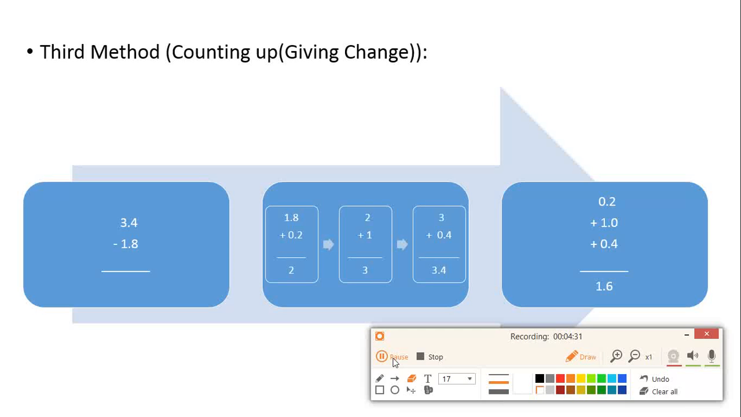And then we add 1 to 2, and that gives us 3. And we add 0.4 to 3 to get us to 3.4. So now we take all the numbers that we added to the original number to get to 3.4, which is 0.2 plus 1 plus 0.4, and that gives us 1.6, and that's going to be the answer.